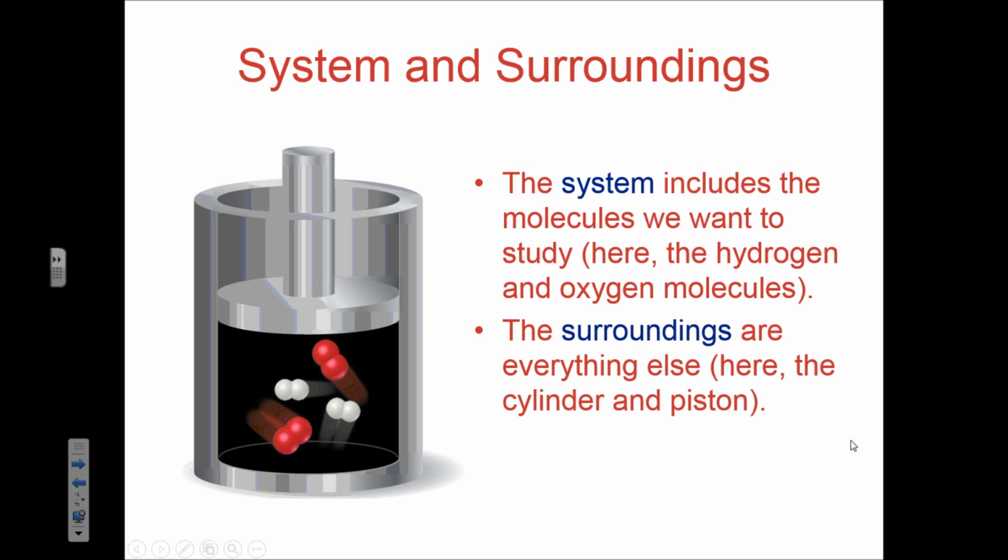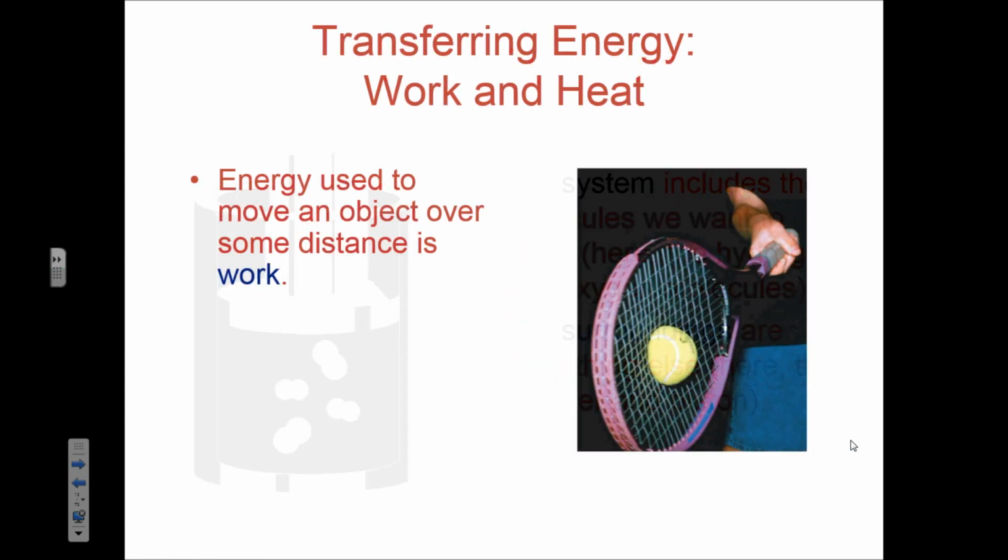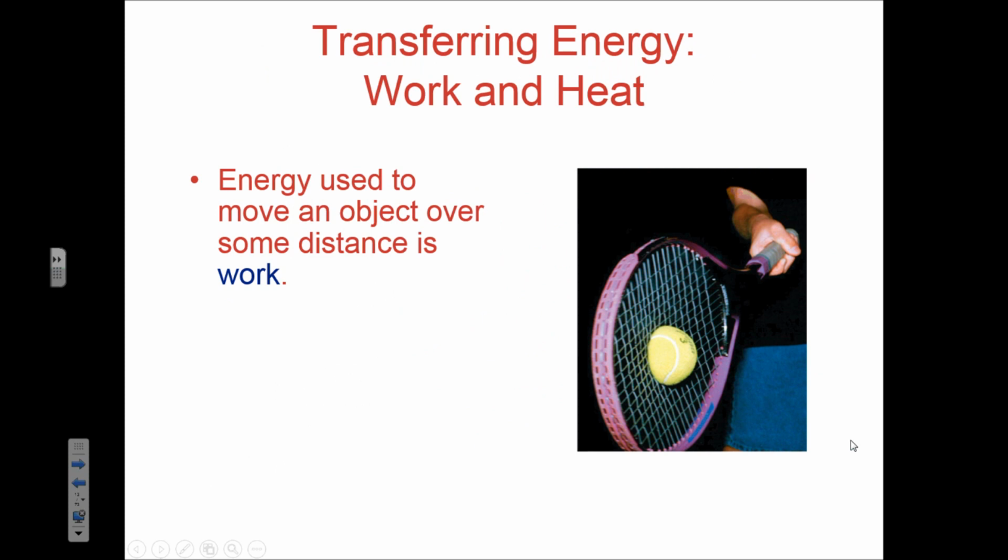Here your important surroundings are the immediate surroundings, and that would be the cylinder and the piston. So really, the system in this case that we're studying is just the molecules that we're viewing. And part of the immediate surroundings would be what houses those molecules, in this case, the cylinder and the piston. But technically, the surroundings would be that and everything else inside the universe. And when we're looking at thermochemistry, we're looking at how energy moves between systems and surroundings. So we're looking at transferring energy.